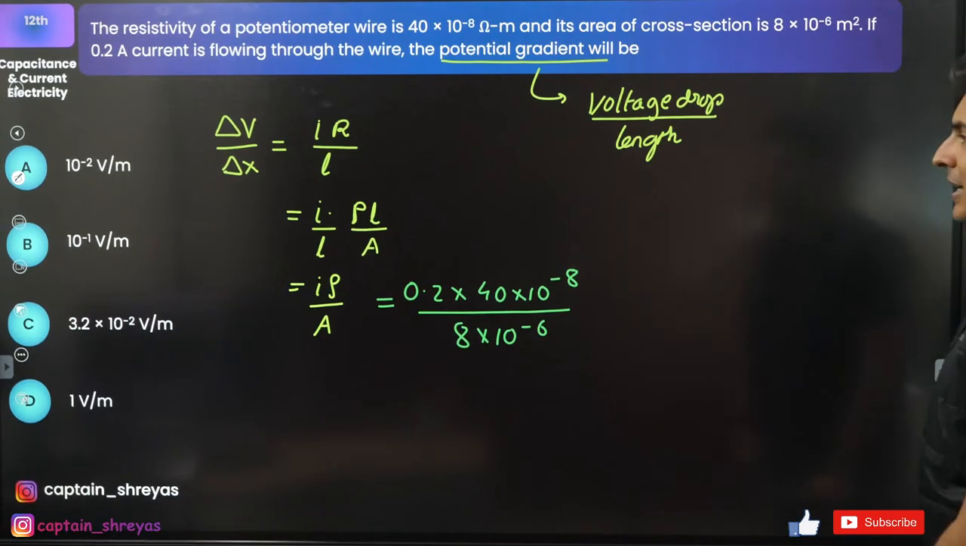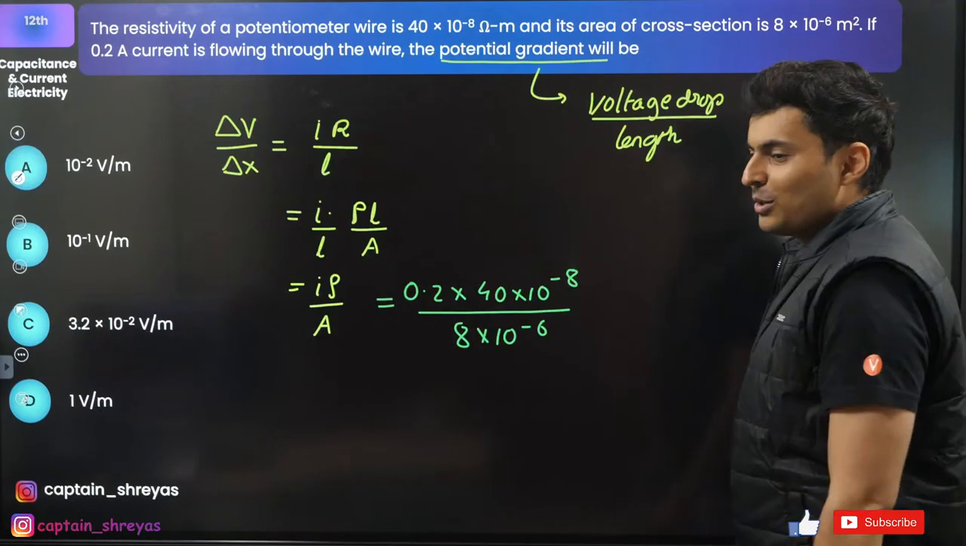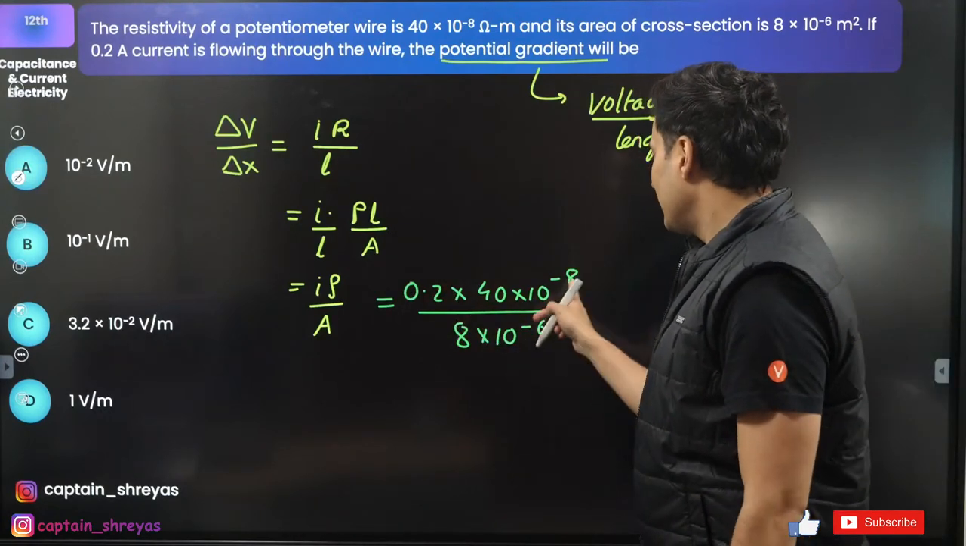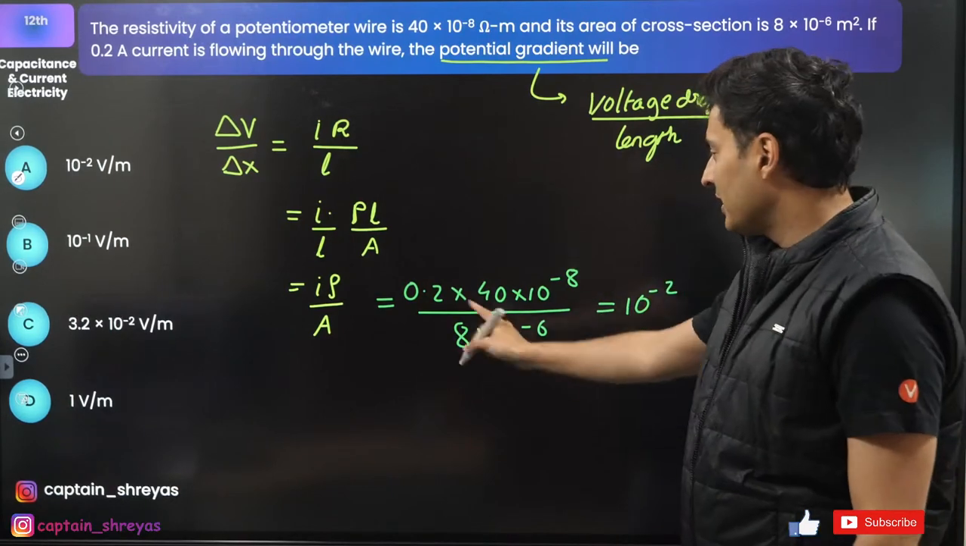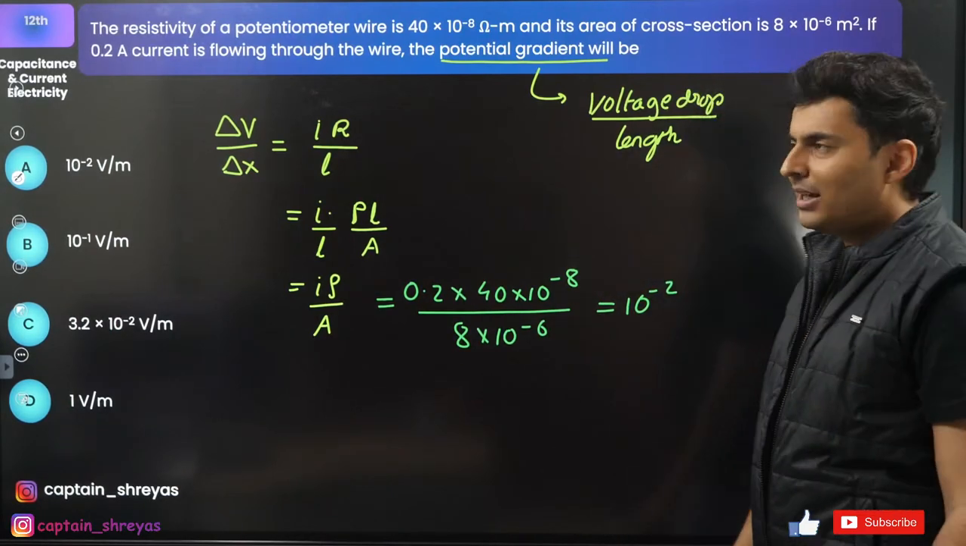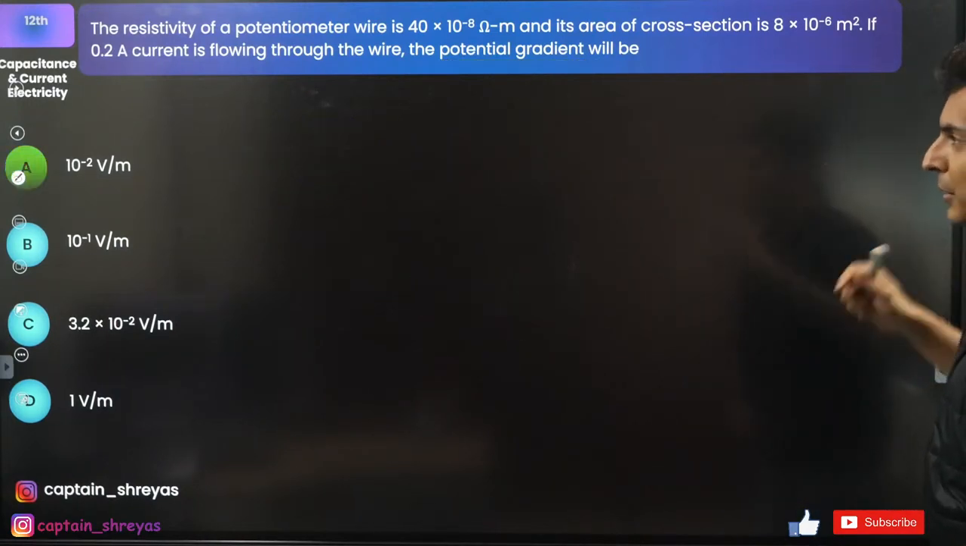What should be the answer? Come on, my dear students. Isn't it going to be option A? Very good. 10 to the power minus 2, because 4 twos are 8, 10 to the power minus 8 over 10 to the power minus 6, only 10 to the power minus 2 will remain. Everything else will cancel out. Very nice. So this is how you can solve the question, and this is the meaning of potential gradient.